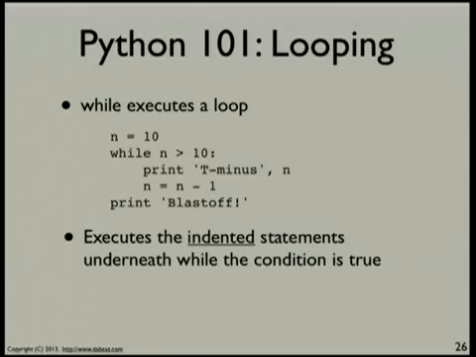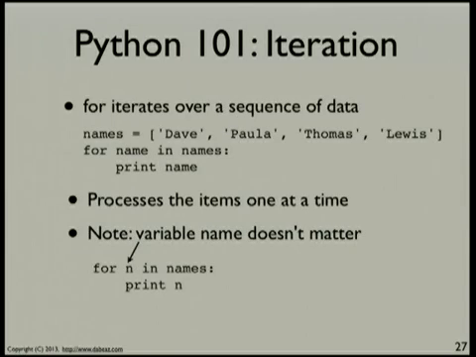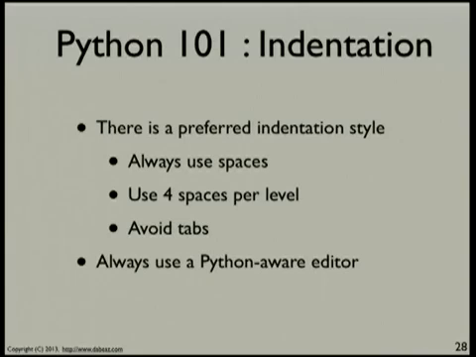There's a while loop, which basically just executes the indented statements under there as long as some condition is true. And then there's a for loop, which is used to iterate over data. So this is like if you have a list of names or something like that, the for loop will process those one at a time, going over data. Just a few notes about some of these things like conditionals and loops and so forth.